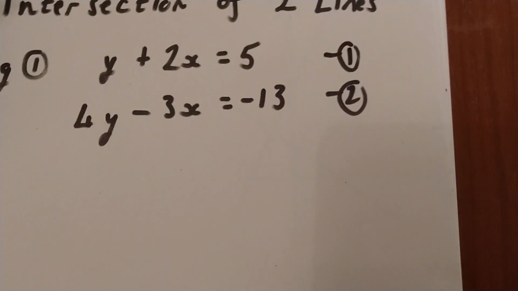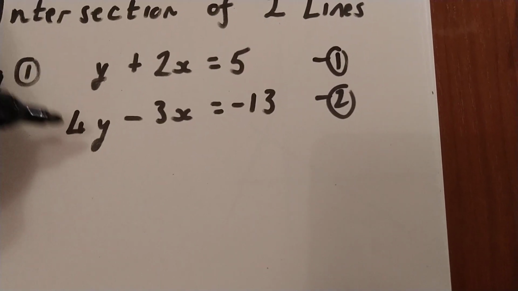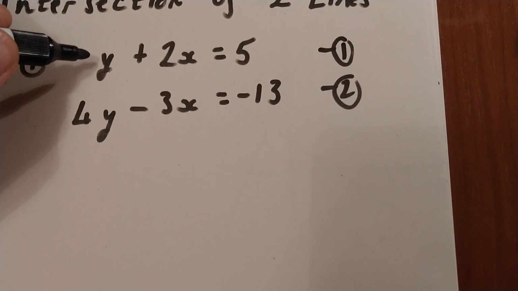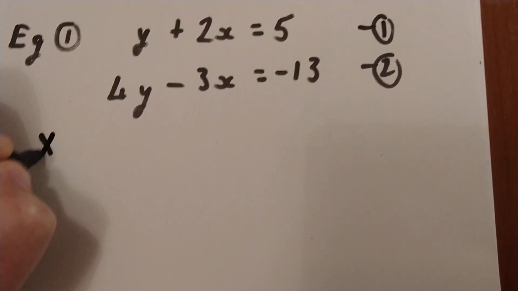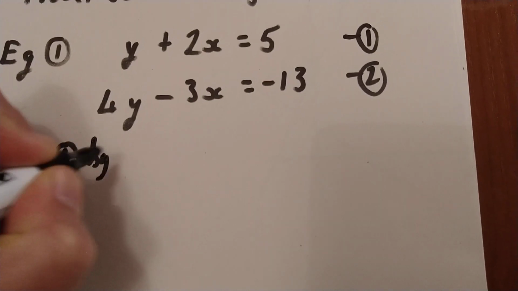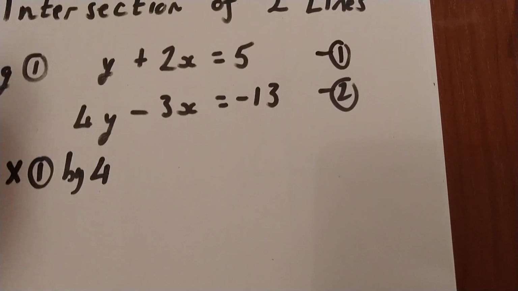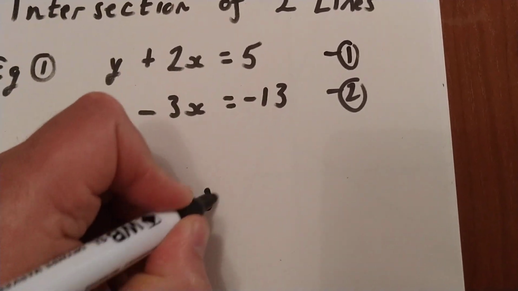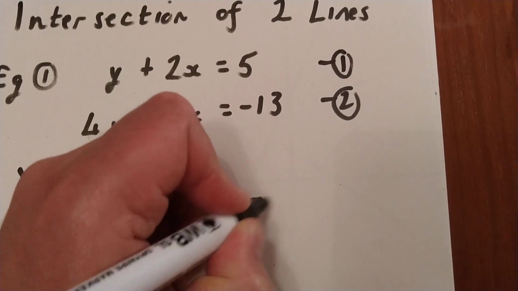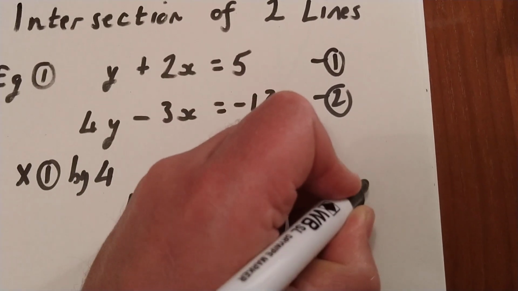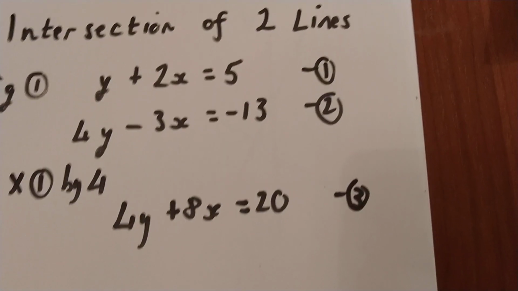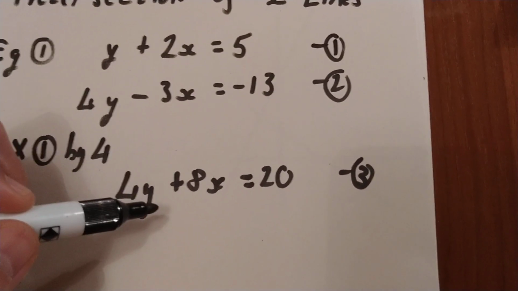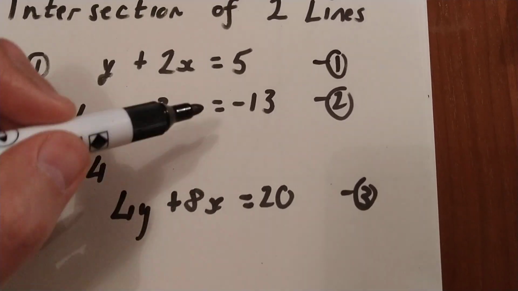And that's absolutely fine. Slightly quicker though, instead of creating two new equations, I'm just going to multiply equation 1 by 4. Why? Because that will give me 4y and 8x equals 20. I'll call this equation 3.